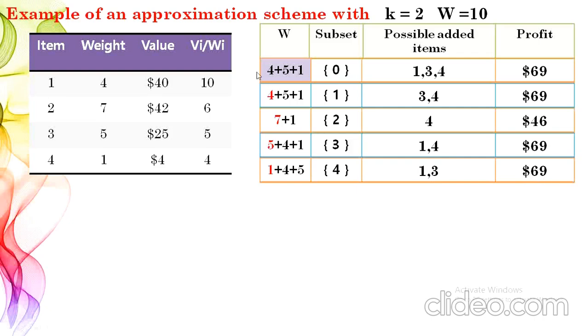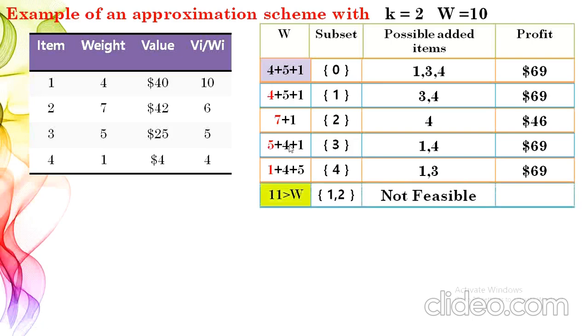Up to this we finished single element combination, but our k is equal to 2, so we can move to the 2 element combination. So now I am going to combine item 1 and 2. See, if I add item 1 and 2, the weight is 11, so it is greater than my knapsack capacity, so it is not a feasible one. So I will skip to the next combination.